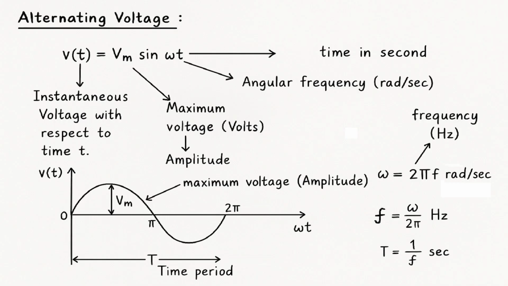So, let's begin. First things first, what does the word alternating even mean in this context? The best way to understand alternating is to compare it to its opposite, direct voltage, or DC voltage, which is what you get from a battery. A battery provides a constant, steady stream of voltage that flows in only one direction, from the positive terminal to the negative. It's like a river flowing steadily downhill.